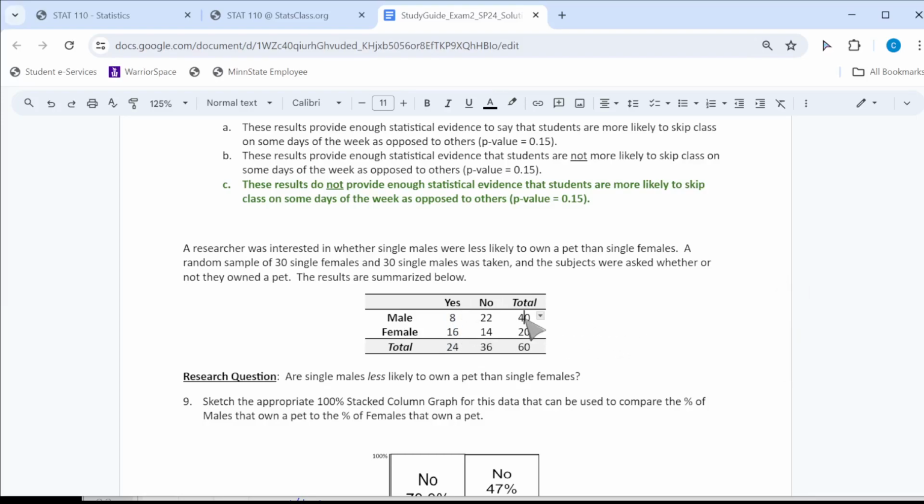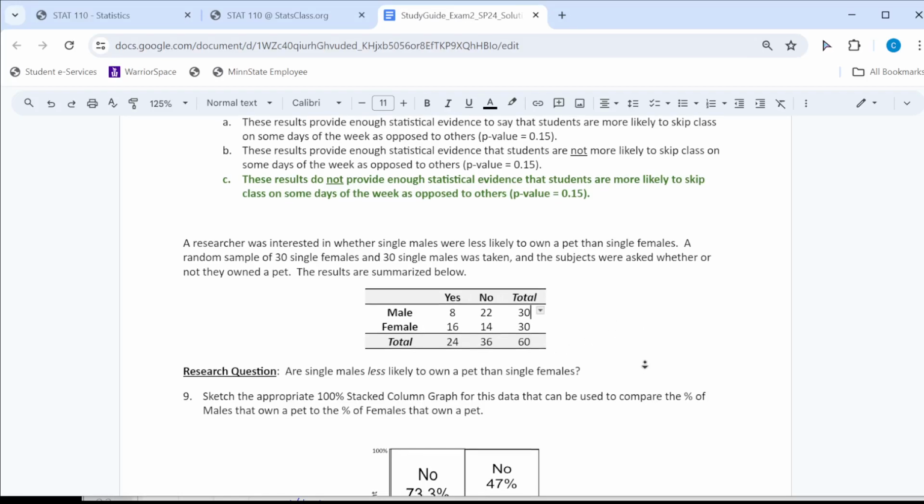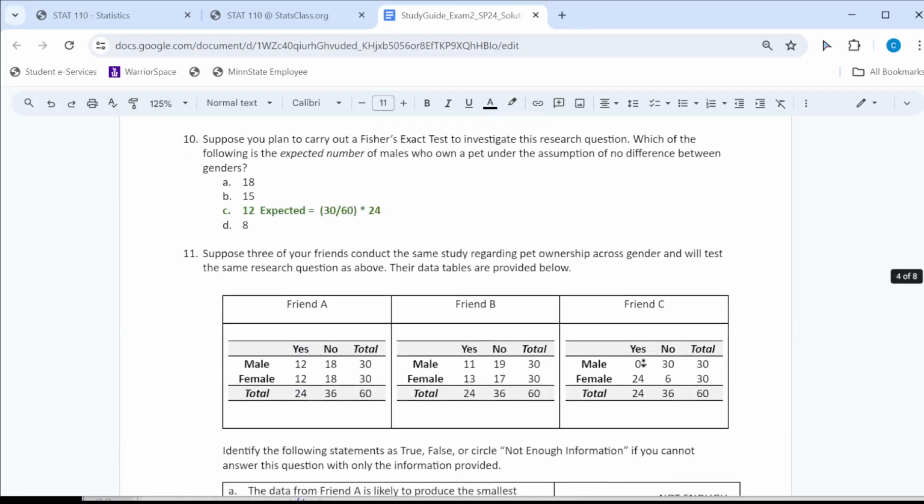All right, so if you're looking at the notes, we did several examples where the numbers were not exactly the same. Calculating the expected requires two things. First, get the percent for this row and get the percent for this row, and then you just multiply by those totals there to get those expected counts. So this one's going to be 12 and 12.